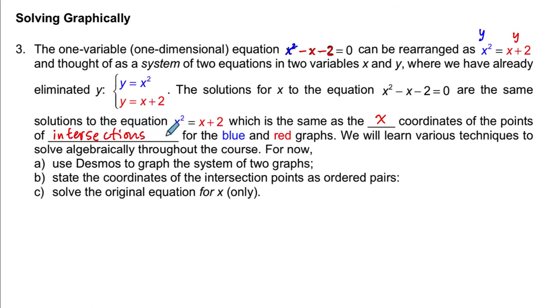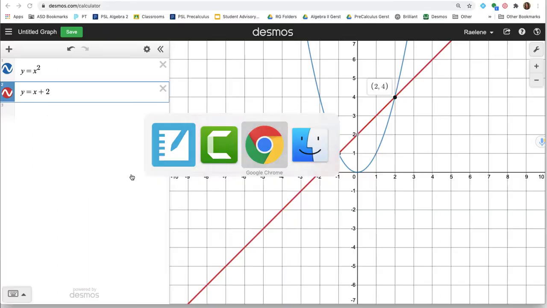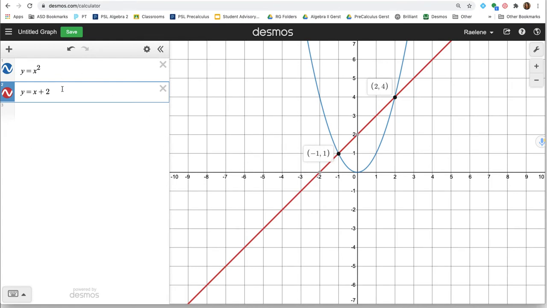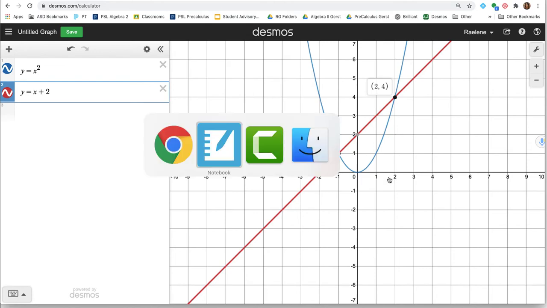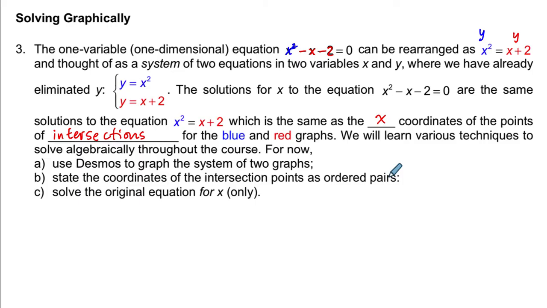When we find points of intersection, we have both x and y coordinates, but once we find the points of intersection in Desmos, we can extract only the x-coordinates to come up with the solution to the original equation. So we've got 2 points of intersection, (-1, 1) and (2, 4). But only the x-coordinates will solve the original equation. So in part B, it says to state the coordinates of the intersection points as ordered pairs. And we have an "or" here because the point can't be both at the first and the second point at the same time. Now to solve the original equation that only had an x in it, we take the x-coordinate of the intersection points.